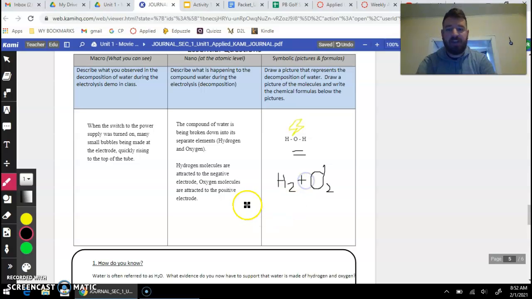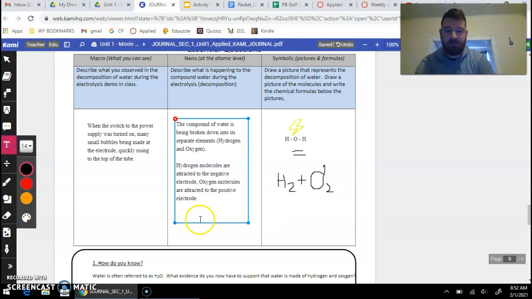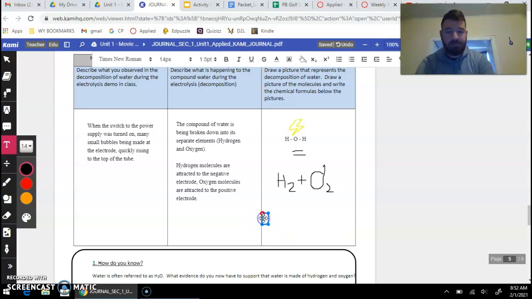So if we have to write that chemical formula, our chemical formula would be H2O as a liquid, plus energy, or if you said electricity, that would be fine. And it produces hydrogen gas plus oxygen gas.